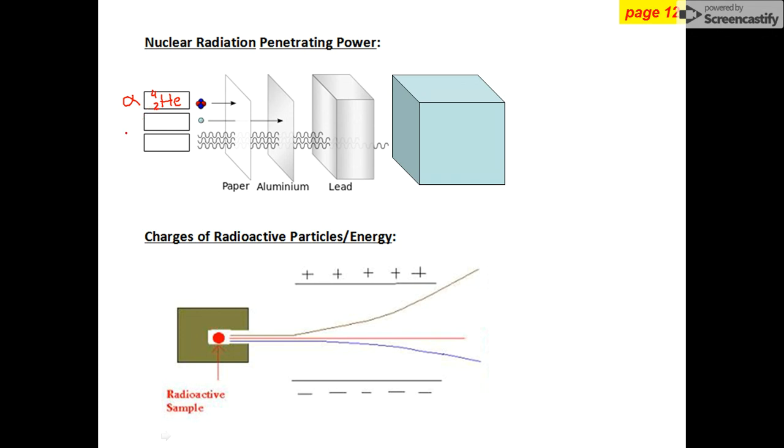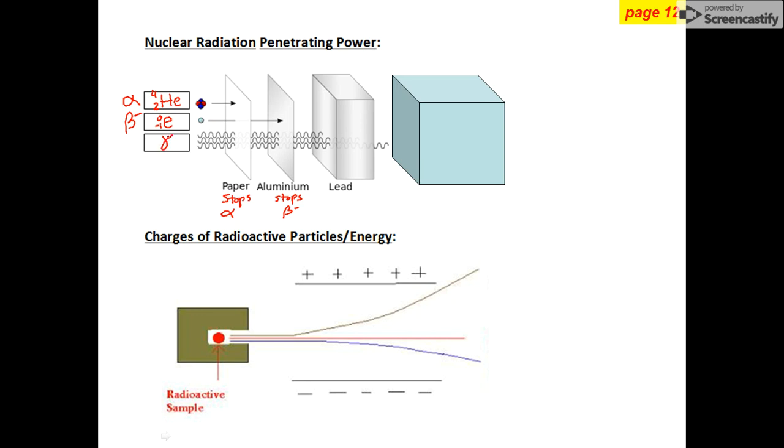What's a little stronger and more energetic? A beta particle, which is the same thing as an electron, with a mass of 0, charge of -1. Beta particles are pretty energetic. They can go right through paper, but they are stopped by aluminum. So right here we'll say paper stops alpha, aluminum stops beta particles.